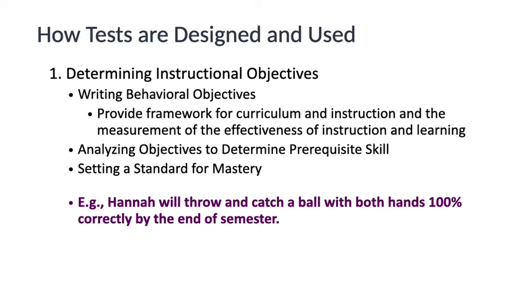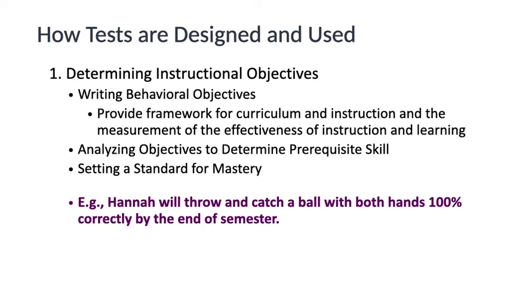So when you do an assessment for your student, you should know what you want to measure, which means what you want to see from your student. And then you will set the mastery level so you can determine whether your student has learned that behavior or not. So first, you should determine instructional objective or learning outcome or behavior objective.